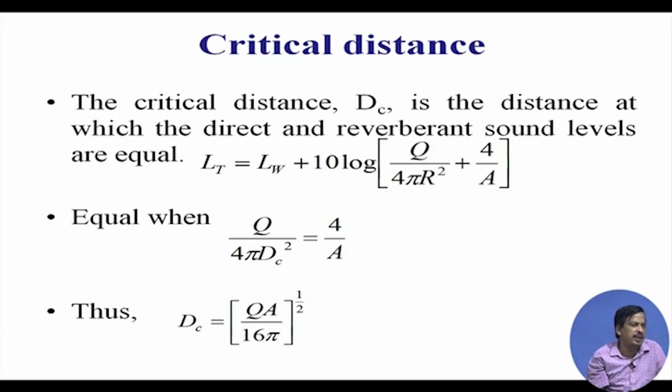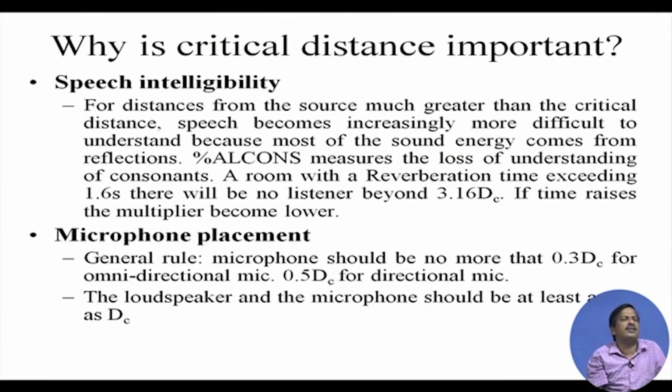So, now the critical distance. I calculate the critical distance, I know, but why is the critical distance important? Why it is important is speech intelligibility. Suppose I design a lecture theatre, then I require that speech should be intelligible at every seat. I will define that speech intelligibility.